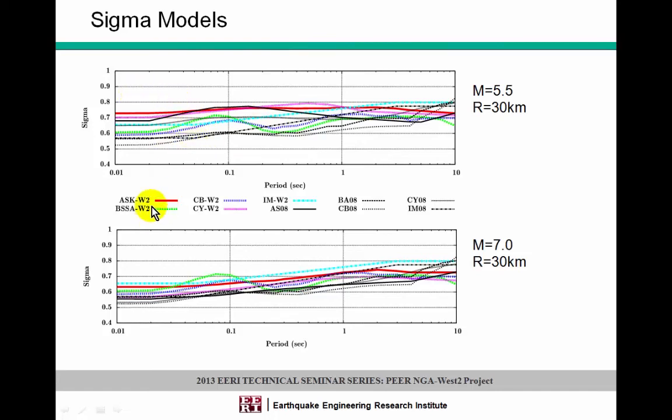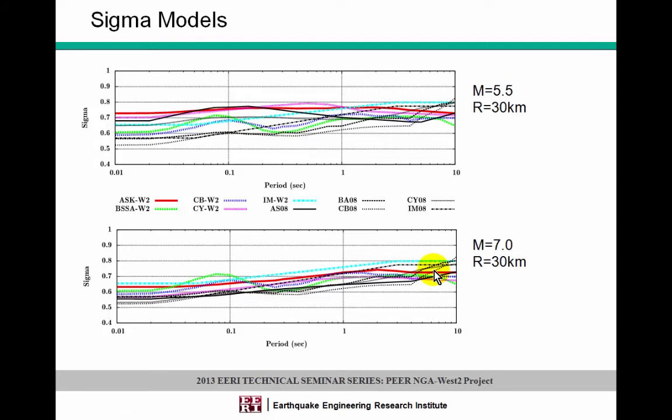And as well, for the smaller magnitudes, they're higher. And so those are sort of some trends that you're starting to see. At the longer periods, you can see that the old models tend to predict a little bit higher sigmas than the newer models, so that's also a change as well.